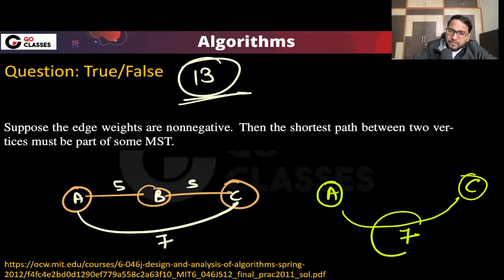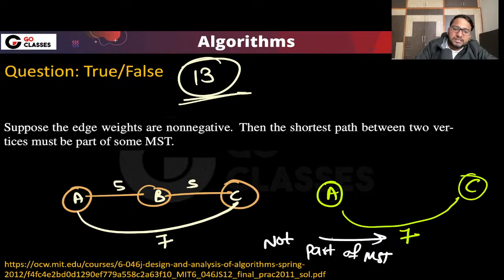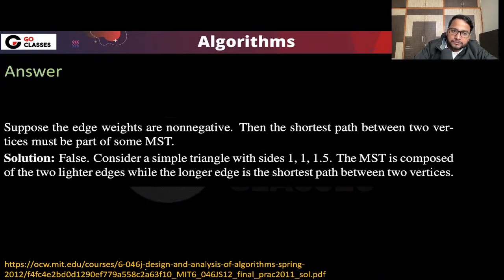The shortest path between two vertices must be the part of some MST. Is this the part of MST? What is the MST? MST is this only, right? So is this 7 part of MST? The answer is no. So 7 is not part of MST, hence this is false. This question is again from MIT.